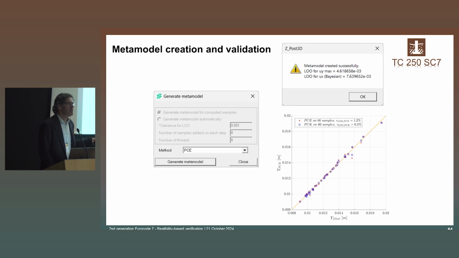And then when you have a meta model, this meta model is just an equation, so you can run that like 1 million times and then use the actual regular Monte Carlo simulation.